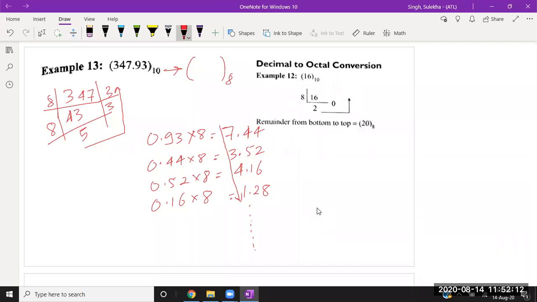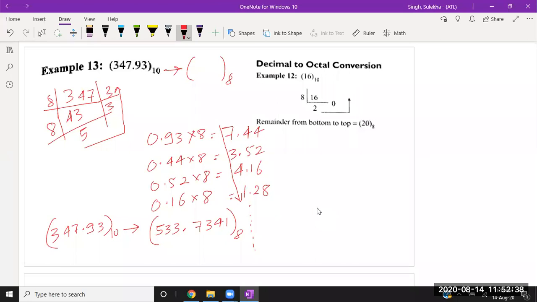So my total answer will become: 347.93, if I convert this decimal number into the octal number system, this will become 533.7341. And this is in base 8.